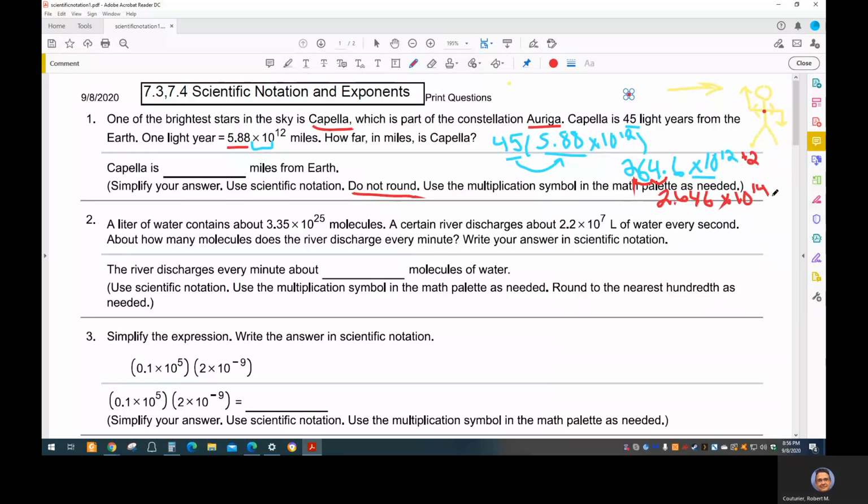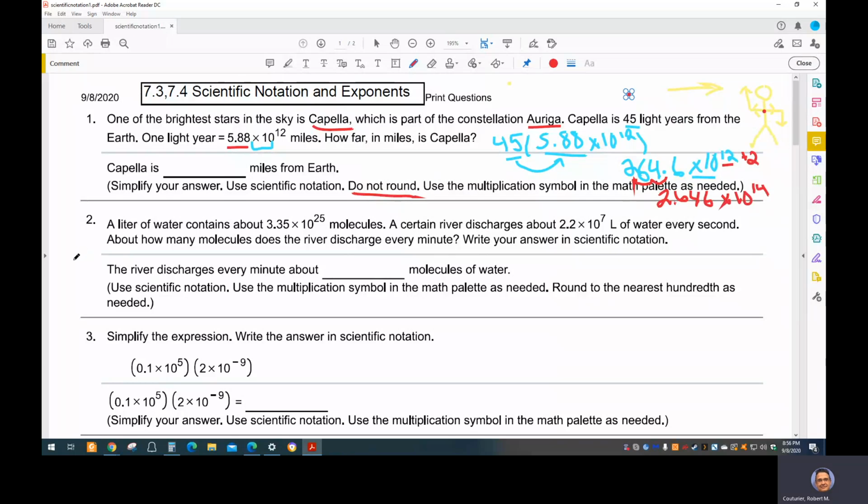Multiply the coefficient, distribute that 45 to the coefficient. Then we have to say, hey, this is not in proper scientific notation. I have to move the decimal spot 2 places. Because we move it to the left 2 places, the exponent has to increase 2. All right, so let's try this next one.